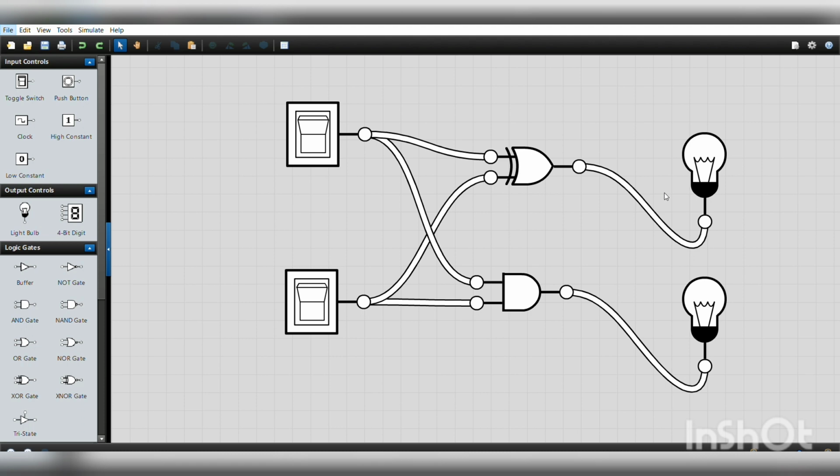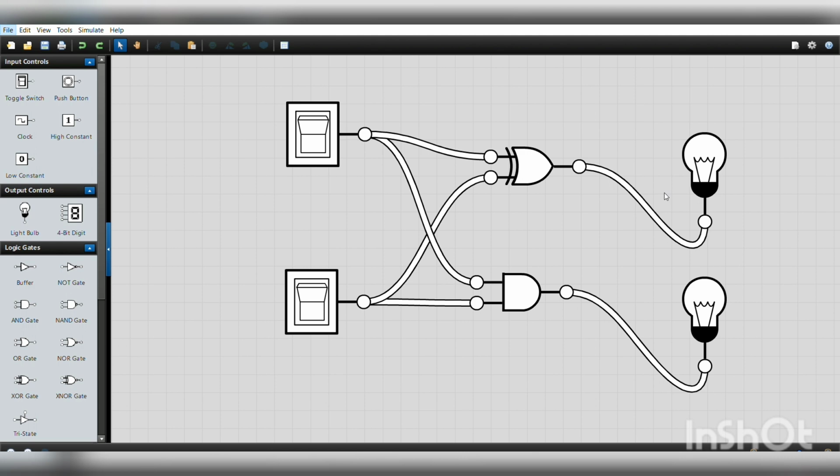Now let us see the implementation of the half adder circuit. The half adder circuit consists of an AND gate and an XOR gate. As we know, we have designed this based on the sum equation and the carry equation. The sum equation is given by A exclusive-OR B and the carry equation is given by A into B.